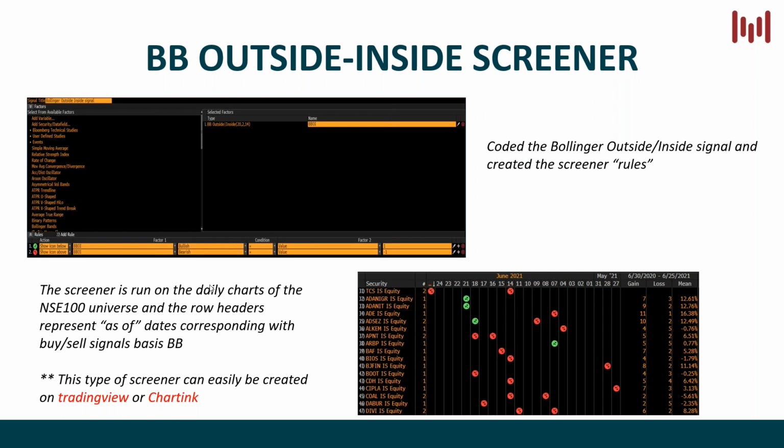And then what I do is, for the sake of this example, I have used the NSE 100 as my data set, and I'm running my screener. What I'm looking at is the daily charts of each of the members within the NSE 100. And when the screening process is complete, it's going to show me a dashboard such as this. So let me spend 2 minutes on this dashboard.